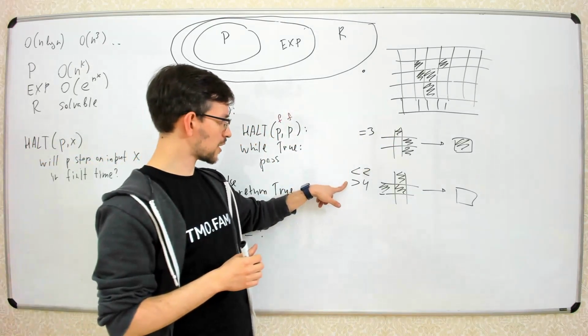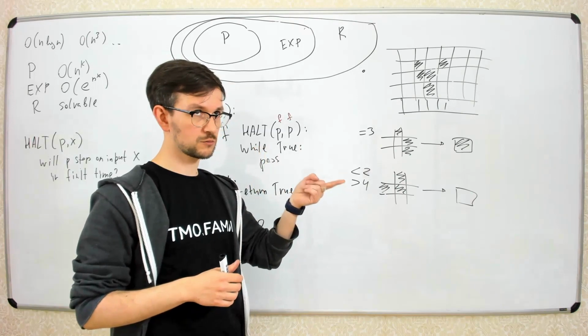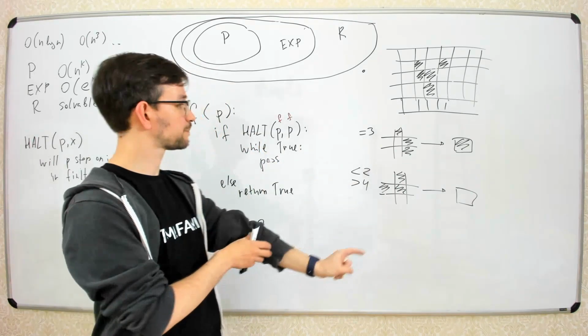Yeah, 2, 3, and 4 are good. Yeah, less than 2 and more than 4 are bad. Right? Right. Yeah, I see.